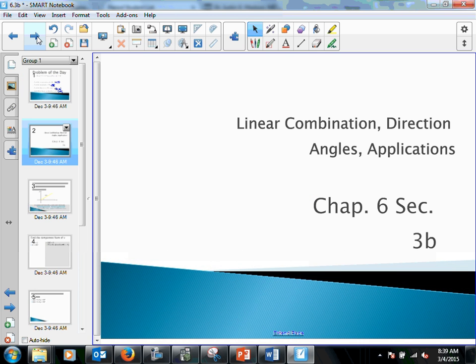All right, we are going to continue in section 6.3. We learned some basics yesterday about our vectors. Now we are going to continue with our vectors.